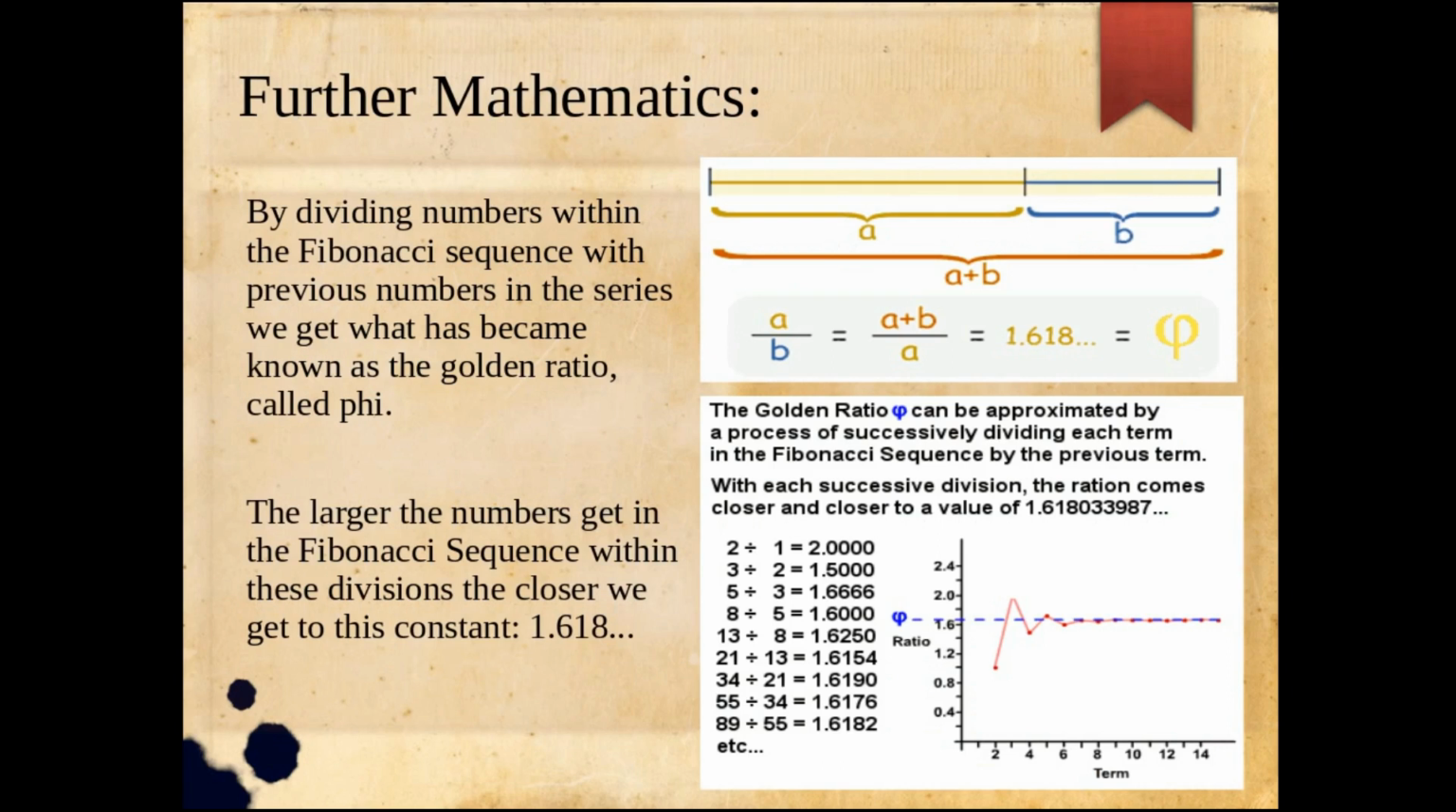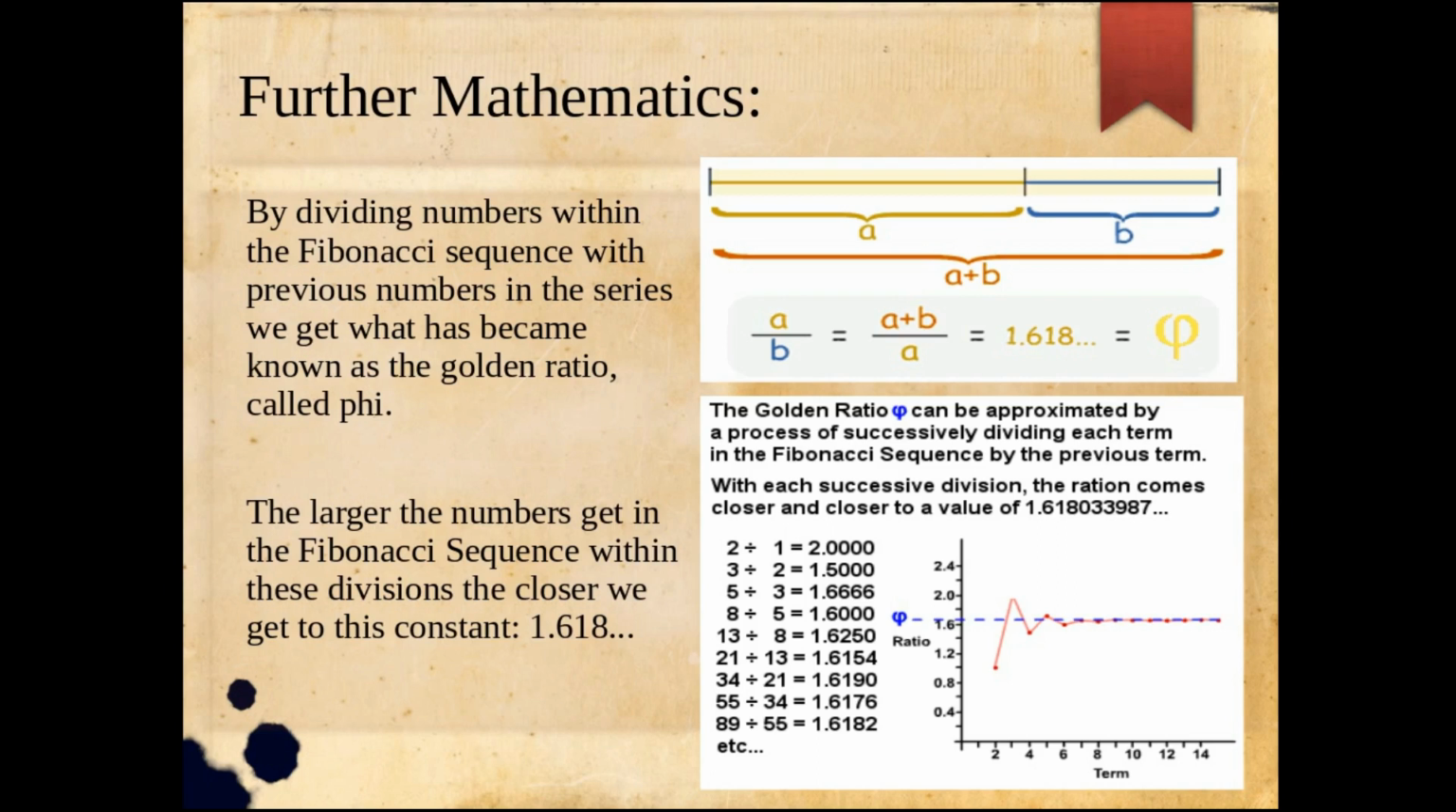But when we talk about the golden ratio, if you start taking these numbers in a series and dividing numbers within the Fibonacci sequence by previous numbers in the series, we get what has become known as the golden ratio, and they call it phi. They use the Greek symbol phi to represent this constant. But the larger the numbers get in the sequence when these divisions take place, the closer we get to this constant, and it's approximately 1.618.